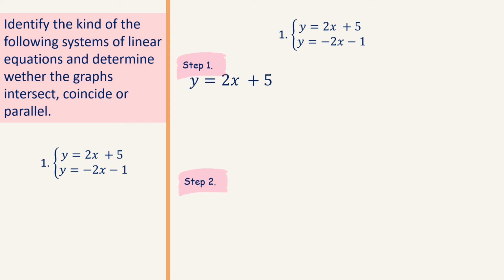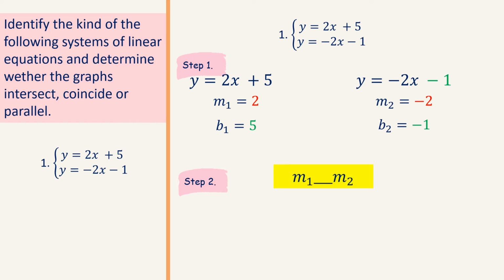Let's have the first equation. y equals 2x plus 5. What's the slope? That's equal to 2. And the y-intercept is equal to 5. Second equation, y equals negative 2x minus 1. What is the slope? It's negative 2. The y-intercept equals negative 1. Let's proceed to step 2.